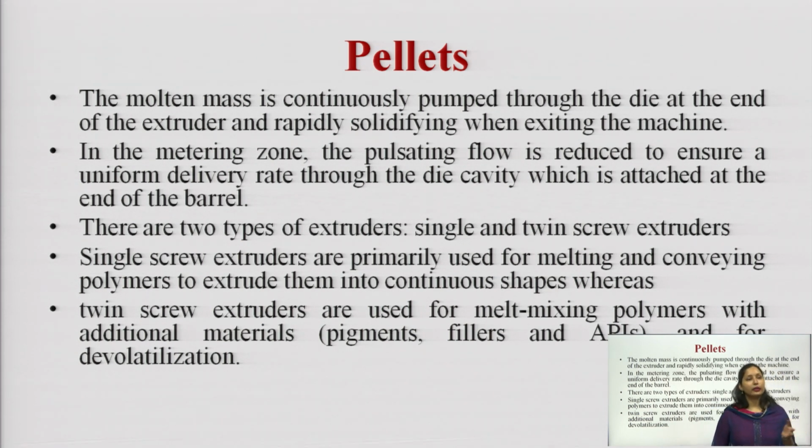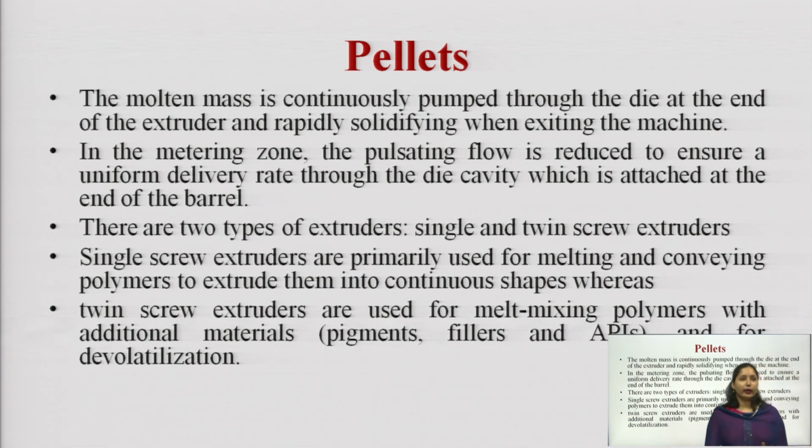So, the single screw extruder is simple. It is generally used for simply melting and conveying the polymers to form a uniform shape, whereas the twin screw extruder is generally used for melting and mixing the polymers, and it is also useful for additional materials such as pigments, fillers, and for the devolatilization process.